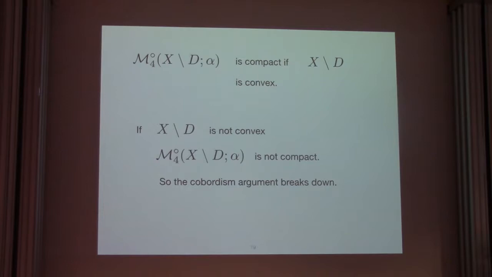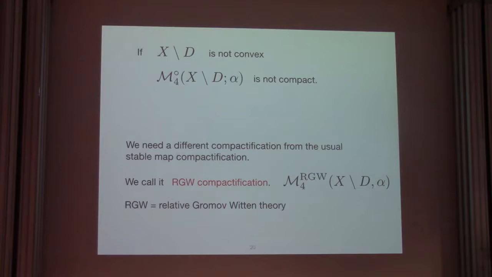On the other hand, suppose we are in a situation where X minus D is not compact, and it is not convex, then this convexity fails. So you have something which goes to infinity, and this cobordism argument does not work, so the associativity may fail. I want to study how to save this non-compactness, and to try to see what is the effect you see at this infinity.